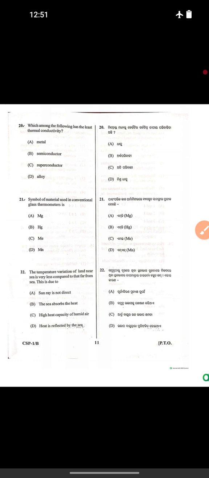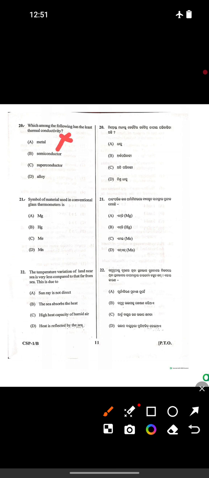20. Which among the following has the least thermal conductivity? Here the options are metal. Metals are highly conductive, so that can be easily eliminated. Semiconductors come between insulators and metals, so they are moderately conductive, they can carry conductivity up to a certain level. Silicon and germanium are examples of semiconductors. Metals like copper and aluminum have high thermal conductivity.